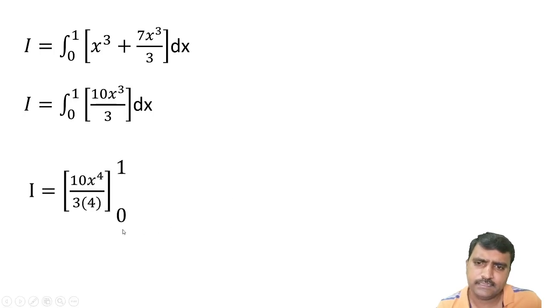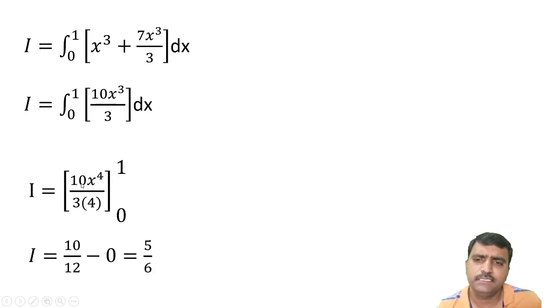And integrating this, 10 into x to the power 4 by 4. Its limit is from 0 to 1. Apply the limit. It gives 10 by 12 minus 0. So 10 by 12 can be written as 5 by 6.